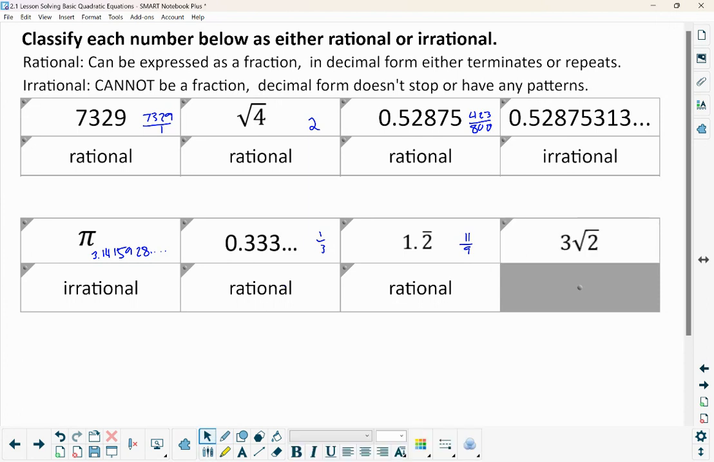And then 3 root 2. If we look at our decimal expansion of 3 root 2, it is 4.24264 dot, dot, dot. So that is an irrational number.